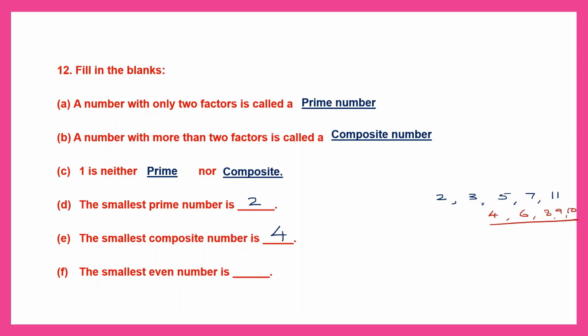Now the smallest even number. Even numbers are 2, 4, 6, 8 and so on. So the smallest even number is 2. So we've finished the fill in the blanks and we've come to the end of this exercise. So we'll continue with the remaining exercises in the next videos.